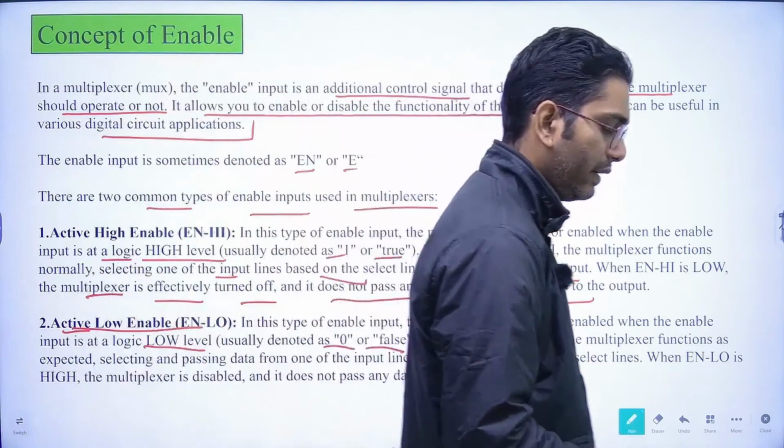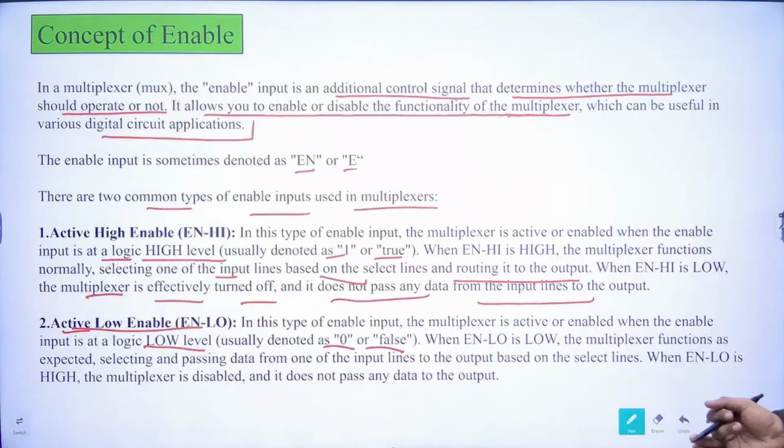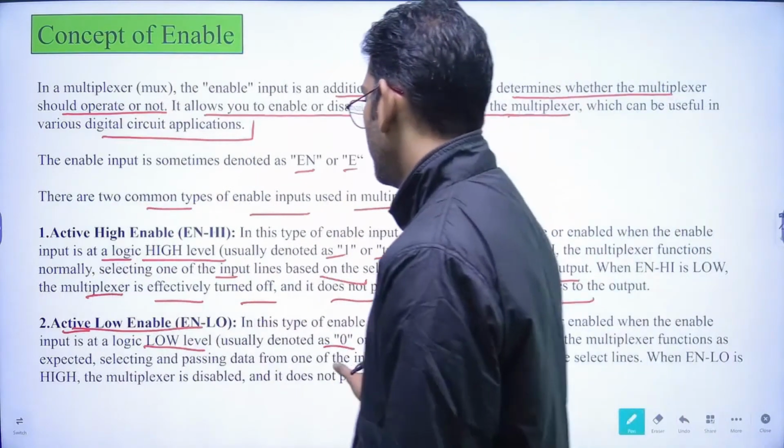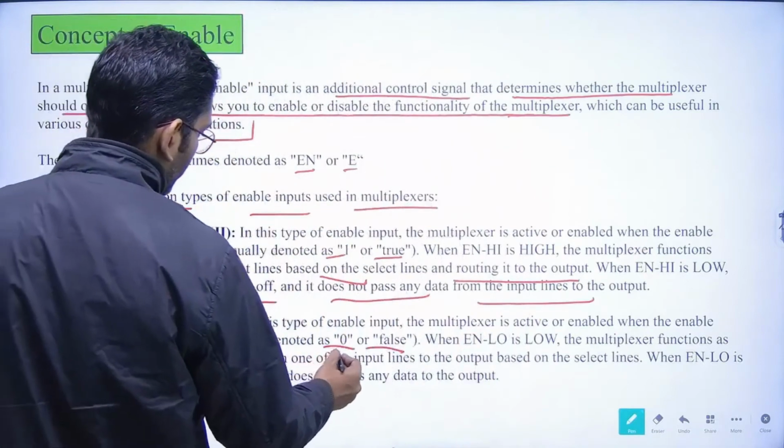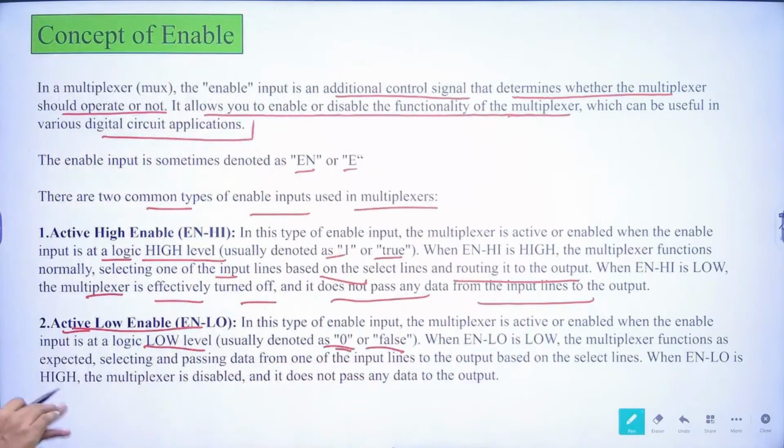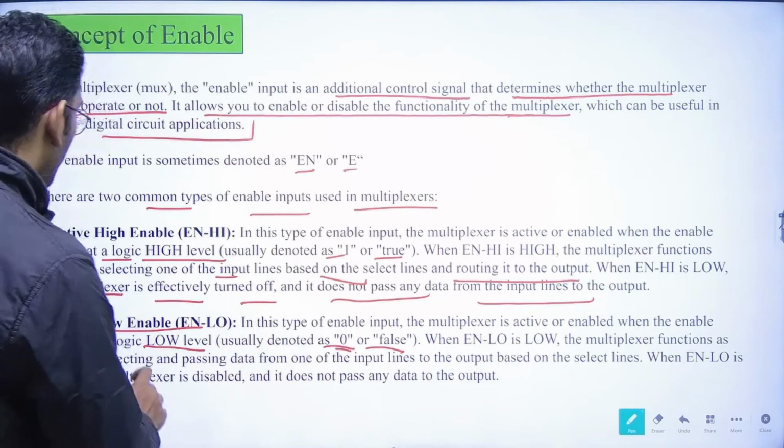And when this value is 1 or true, then it is in the off state. Fine. So what is the active low enable?